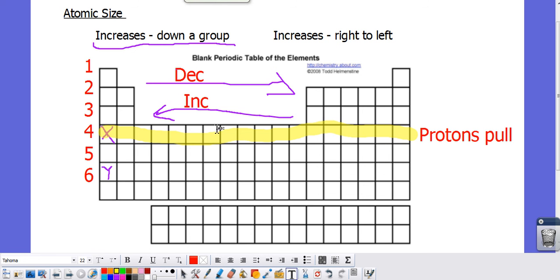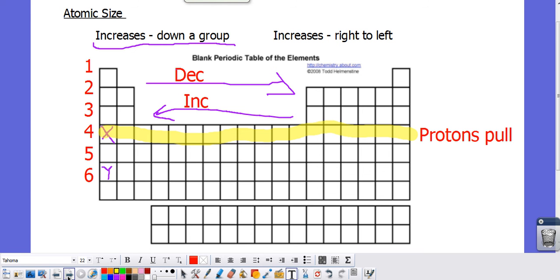Why does it get bigger as we go down? Because we added a new layer. So it goes big, smaller, smaller, smallest, new layer. So big again, and then it gets smaller. And we see this trend over and over again.